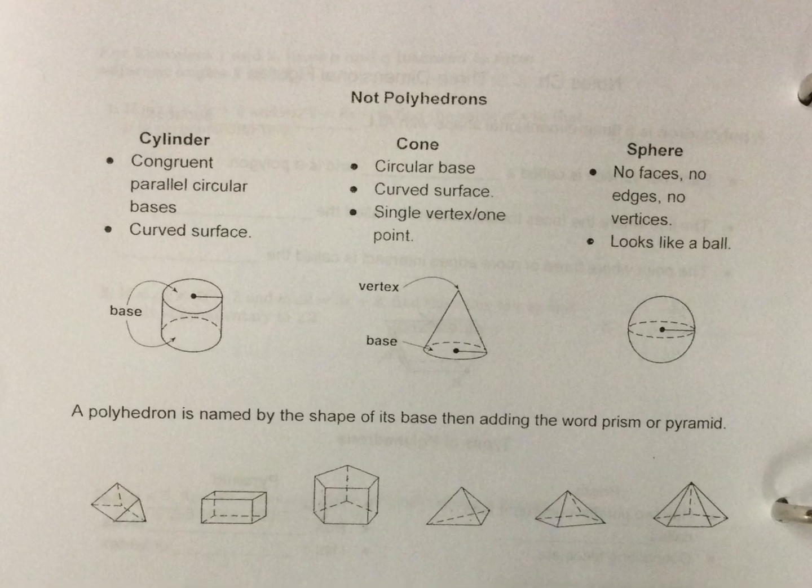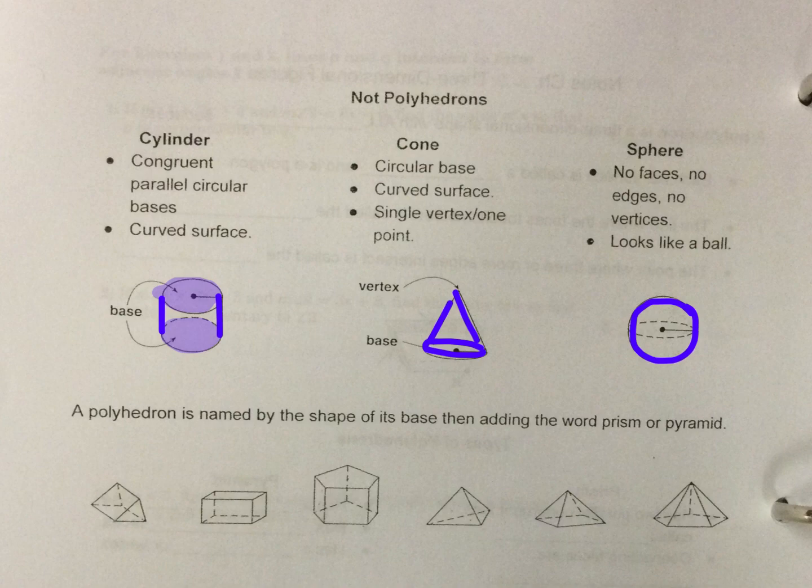We're going to look at a couple of shapes, on the next page, that are not polyhedrons. First, we have a cylinder. It is not a polyhedron because we know that circles are not polygons, and it has rounded sides where it has to have flat surfaces. A cone is not a polyhedron because it has a circle base and rounded sides. A sphere is not a polyhedron because it's a round ball.